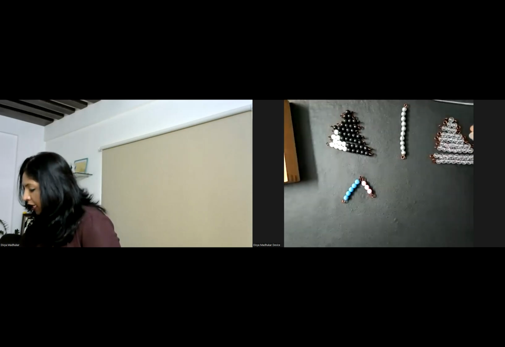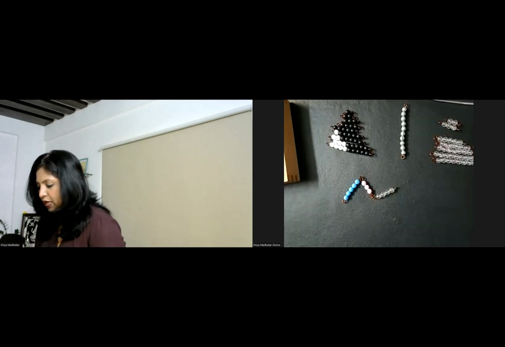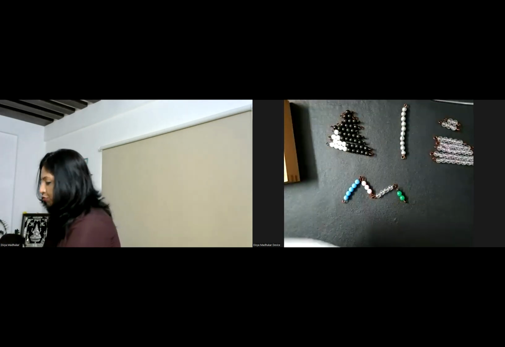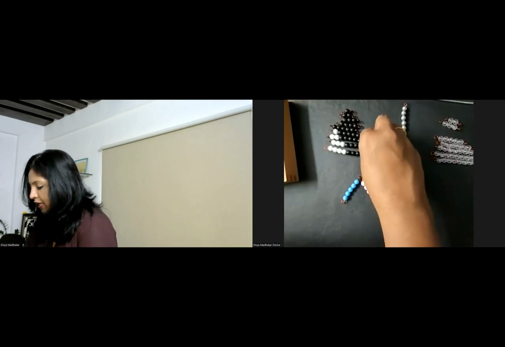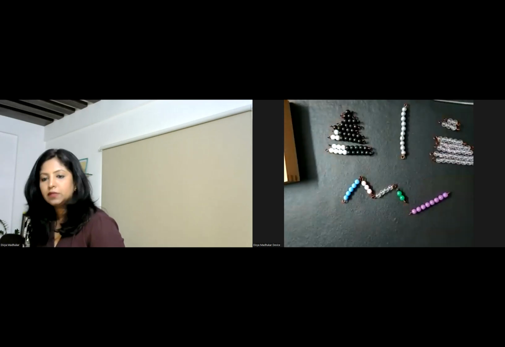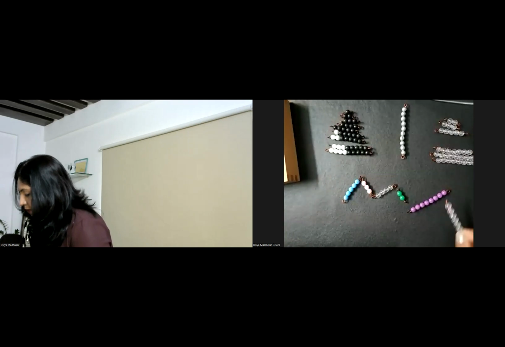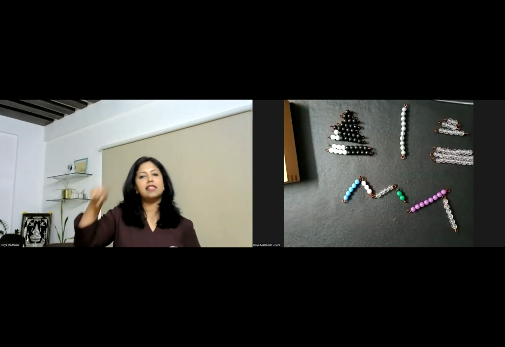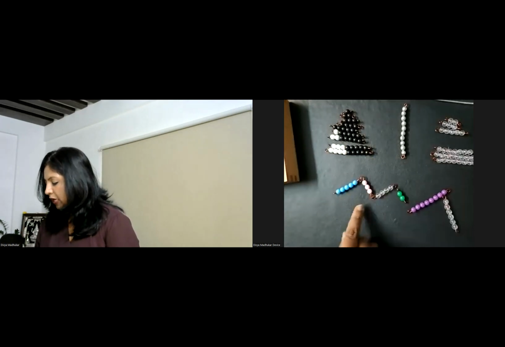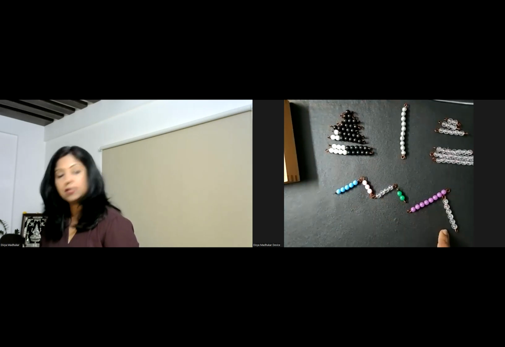-4. So where do I pick? I take my -4 from this. This is -4. Then plus 2. I take from my teens quantity, plus 2. Then I have plus 8. I take my plus 8. Then what do I have? -6. So I take my -6. So this is the snake that we constructed. So this is 5 plus 3 minus 4 plus 2 plus 8 minus 6.